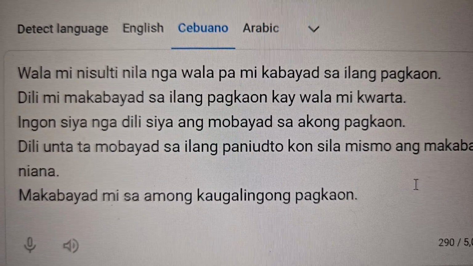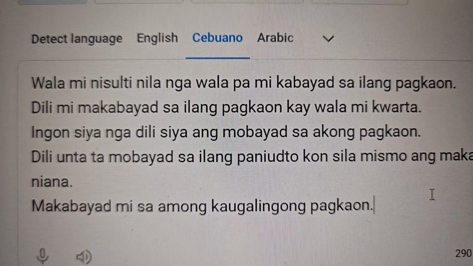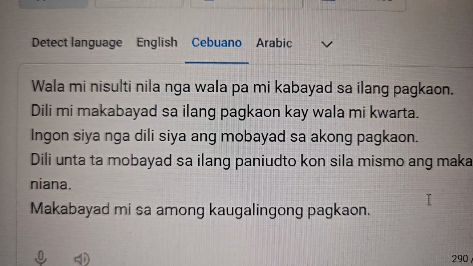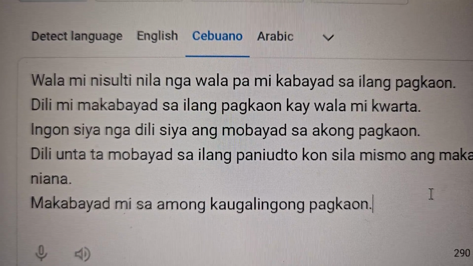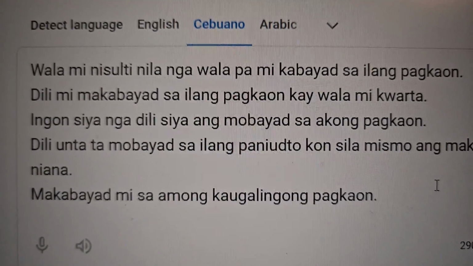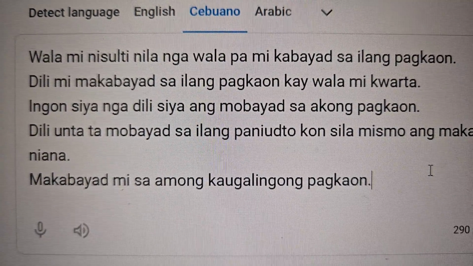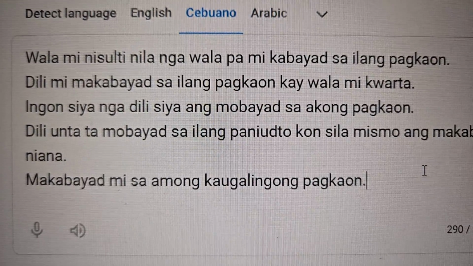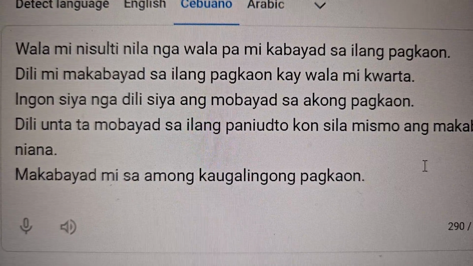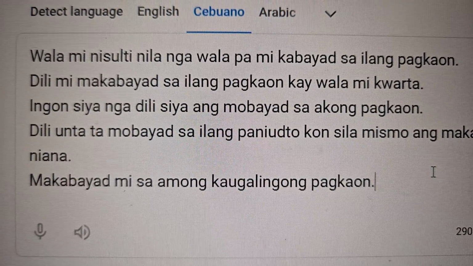The second one is Dili mi makabayad. It can be translated different ways. Either we're talking about something that we're contemplating in the future, which would mean we can't pay. Dili mi makabayad. Or sometimes we're talking about something that happened in the past, and we're facing an action that's going to be happening. So this could also be translated as we couldn't pay. At that time, we couldn't pay.